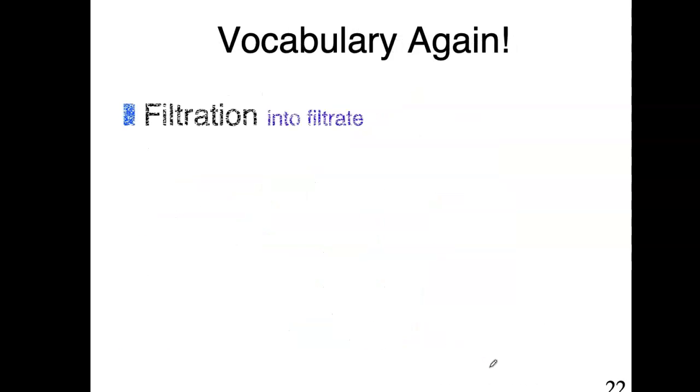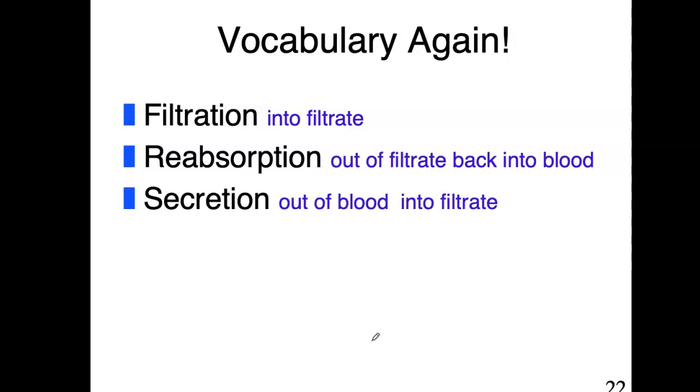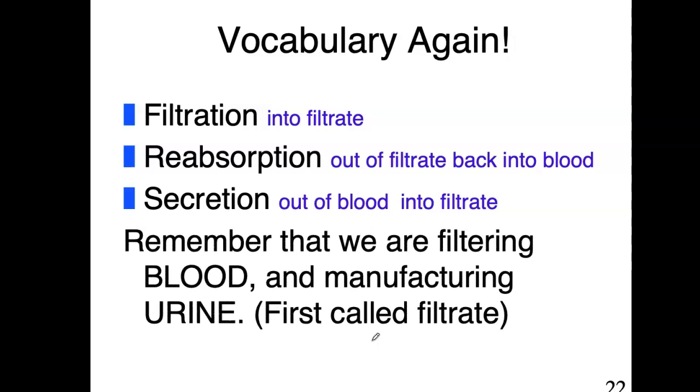Good. Okay, so the vocabulary again: filtration means into the filtrate. Reabsorption means out of the filtrate, back into the blood. Secretion means out of the blood, into the filtrate. Remember that we're filtering blood and manufacturing urine. You can get tangled up in getting those two directions confused. So that's why I wrote it out one more time for you again. Okay, filtration, into filtrate, reabsorption, out of filtrate, secretion, into filtrate also, without being filtered.